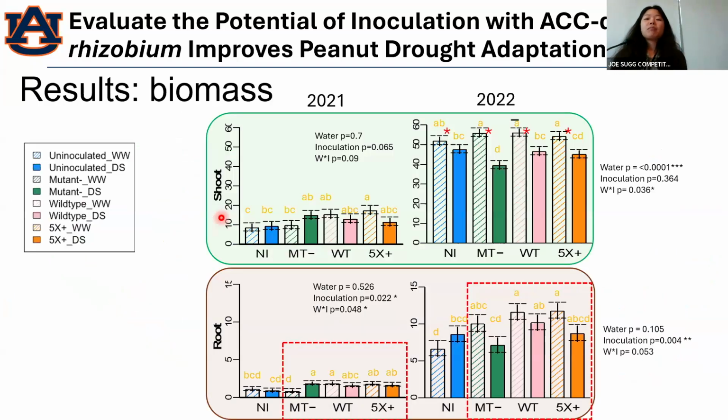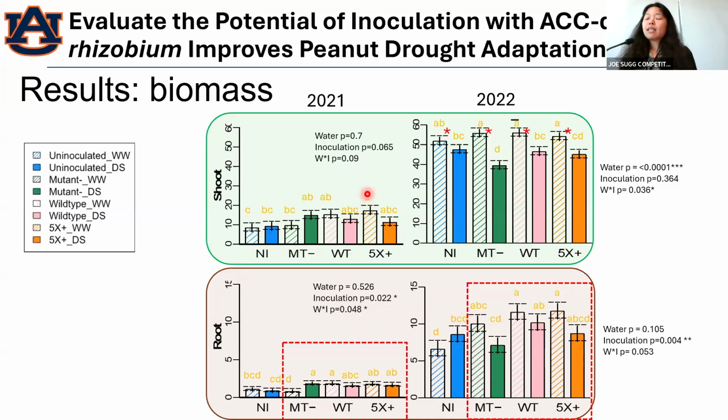In terms of the biomass, in this plot, the solid bars mean drought stressed, and the bars with the pattern are the well-watered treatment. The first thing we notice is that the biomass for shoot and root in 2021 is much less than in 2022. This is because in 2021, the plants had fewer days of growth than in 2022. This result also tells us that the drought did not significantly reduce the shoot biomass in 2021, and it did not have a significant effect on the root biomass in either year.